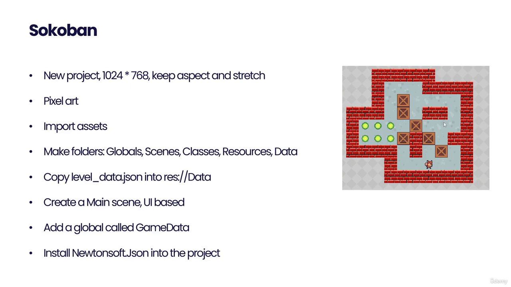Okay, so let's set the project up. I've got sort of the list of main things to do to set it up here. We'll do it together and then I'll come back when it's all done just to run through the things that we need to do. We need a new project, 1024 by 768, keeping the aspect and stretching.